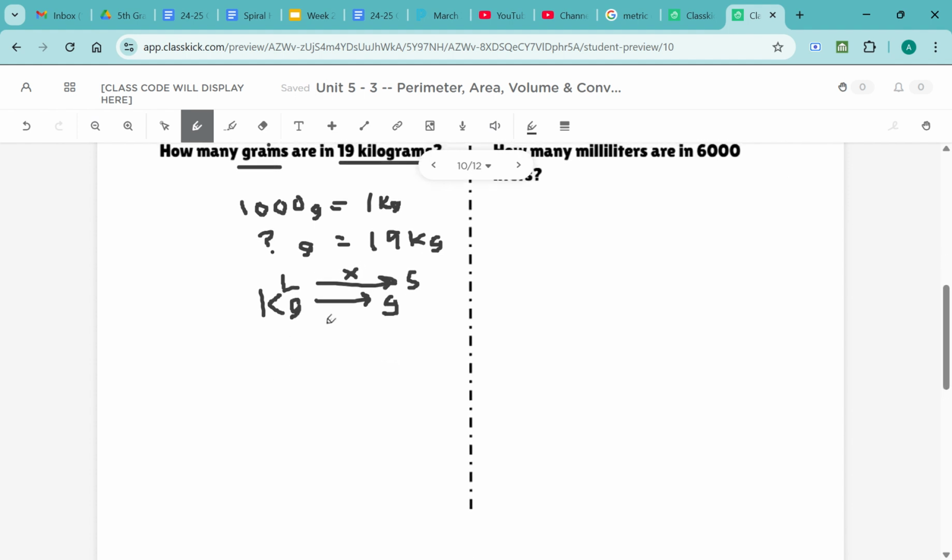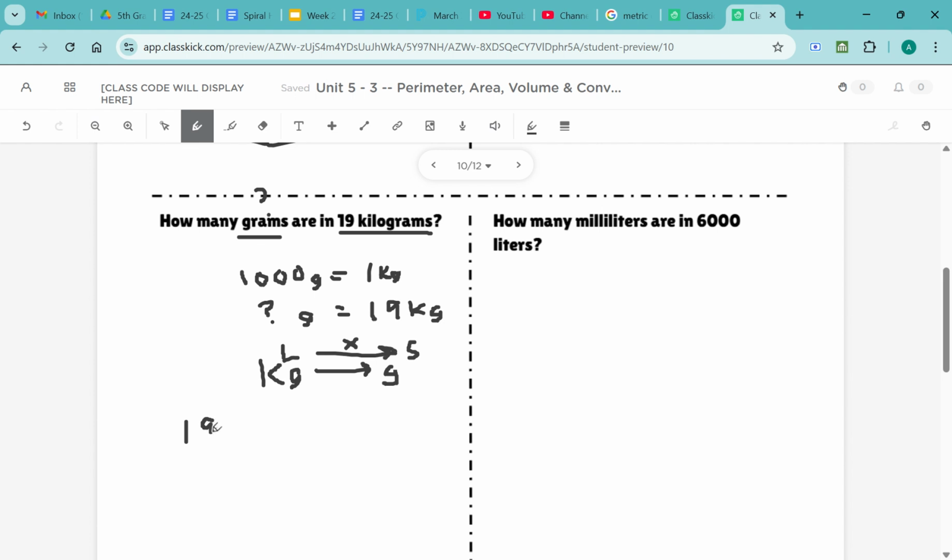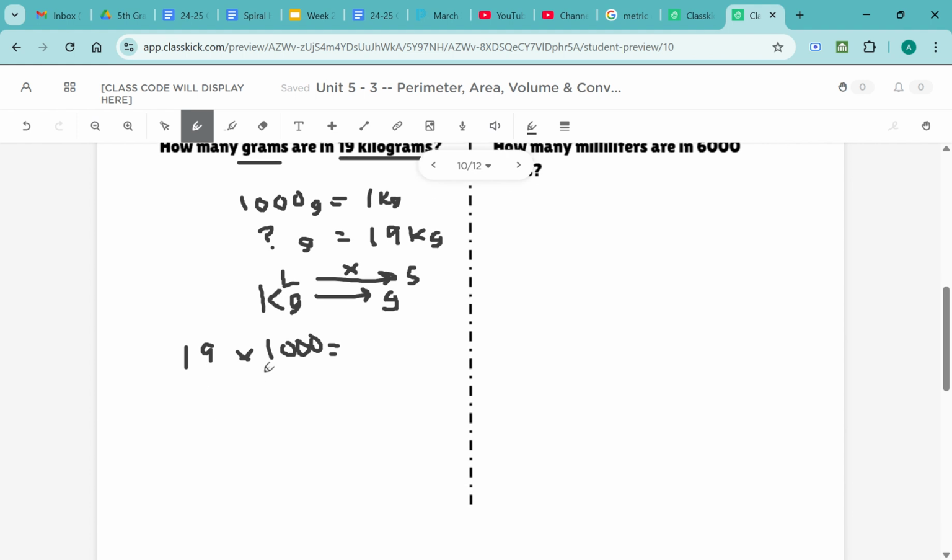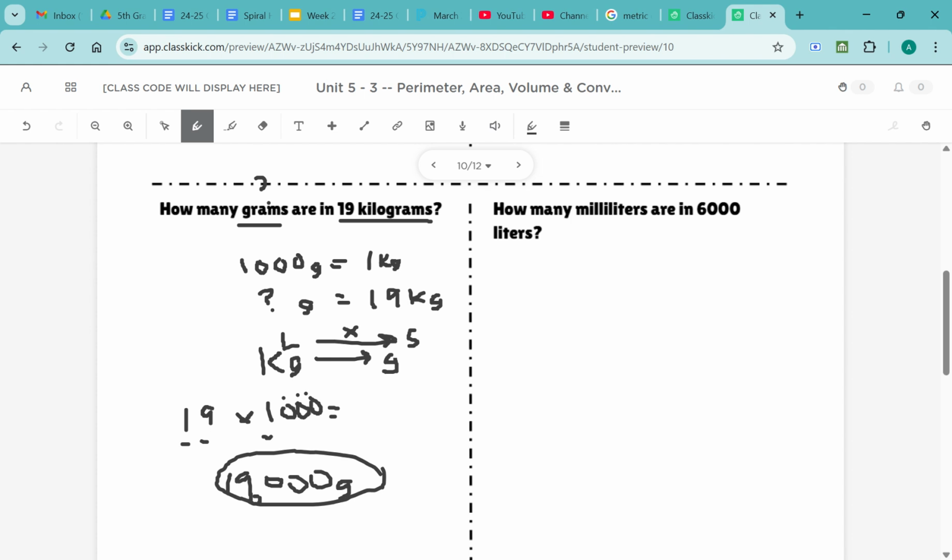Okay, so I'm going to multiply how many kilograms I have, which is 19, times my conversion. My conversion is 1,000. And now I can multiply. I can do that rule I just did. I'm going to multiply the non-zero numbers. 1 times 19 is 19. I'm going to add my zeros. How many zeros do I have in this multiplication problem? 1, 2, 3. So my answer is 19,000 grams are in 19 kilograms.